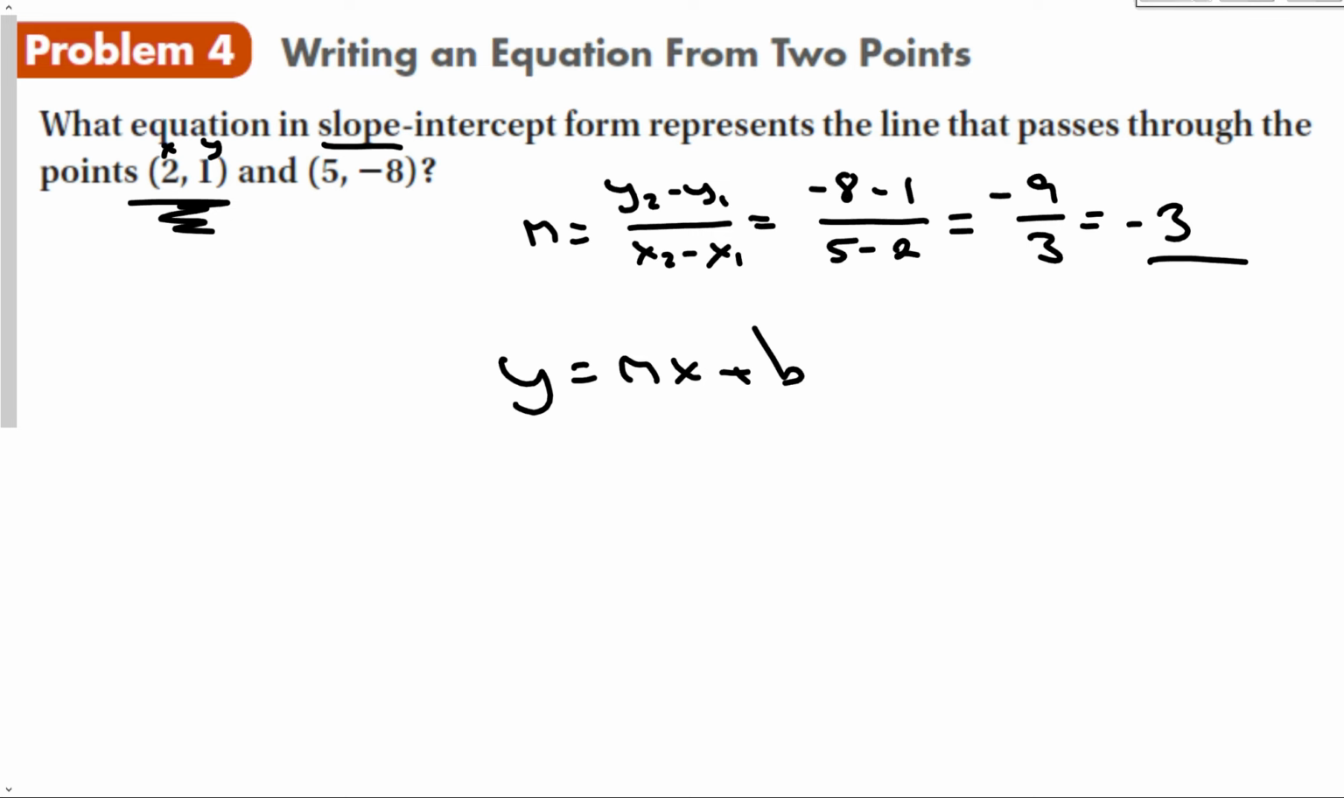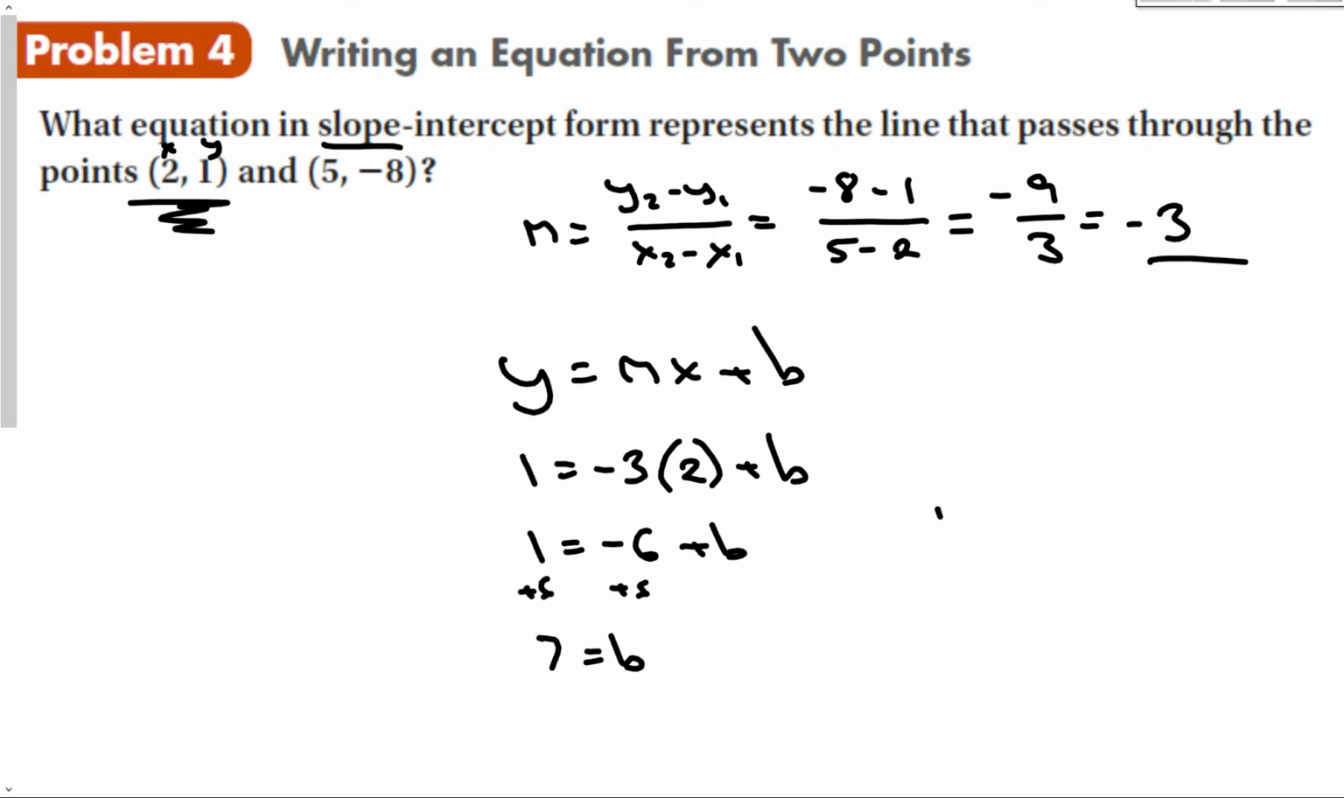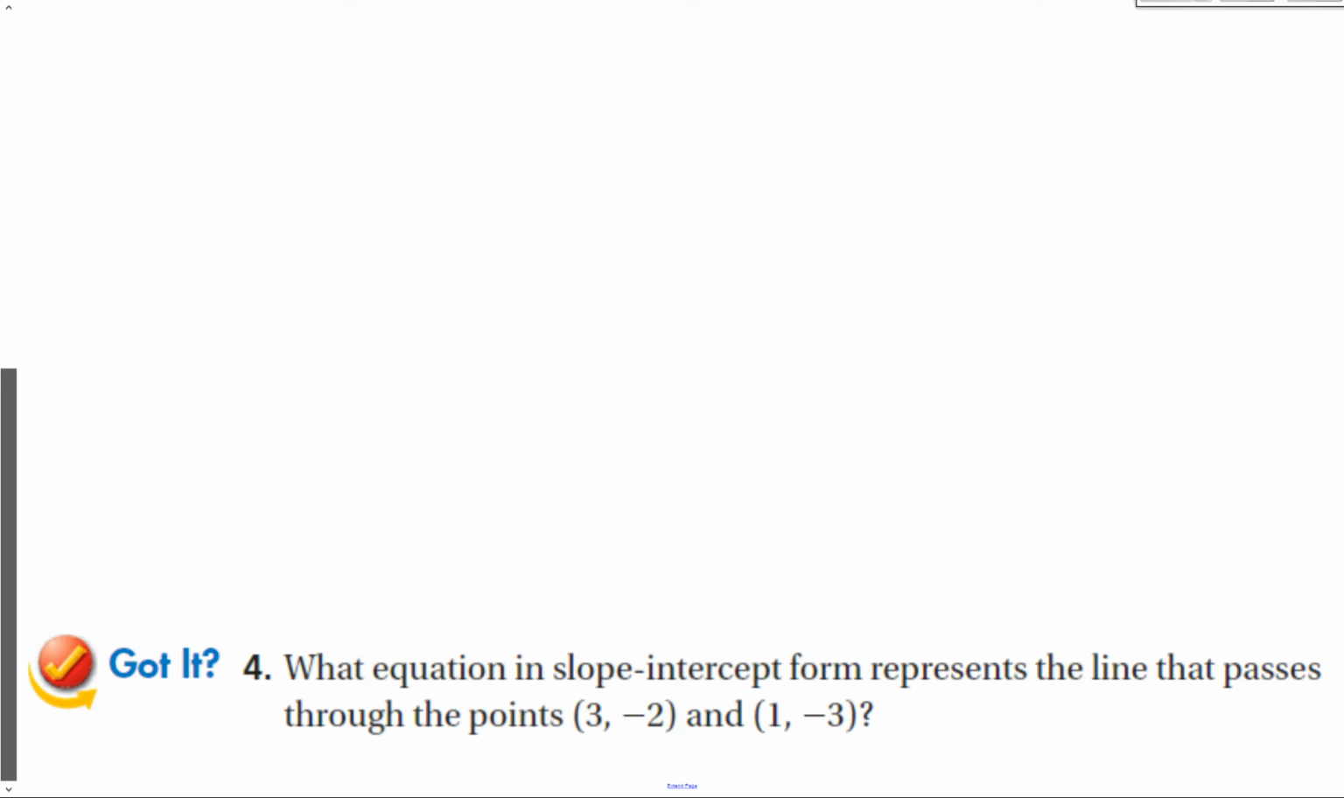So let's plug it in and let's solve for b. So y is equal to 1. The slope is -3. X is 2. And now we have b. So 1 is equal to -6 plus b. Add 6 to both sides. And we get that b is 7. So now I can make my equation y is equal to the slope, -3, x plus 7. Ugly negative there. Okay. Let's look at the same problem in our guided problem.